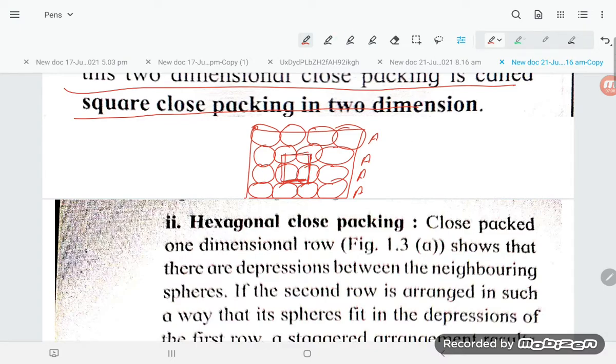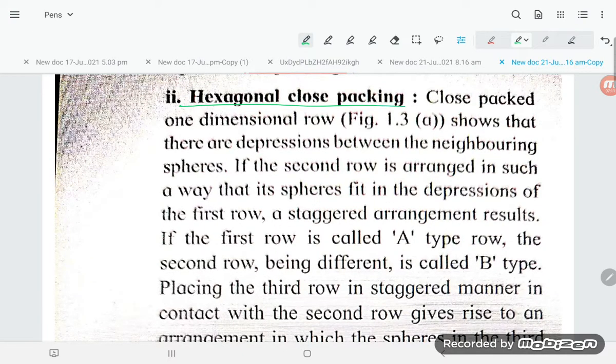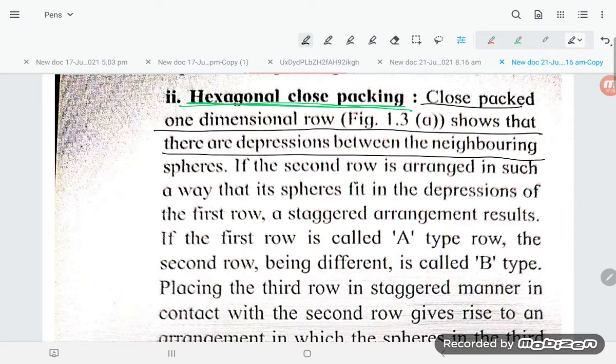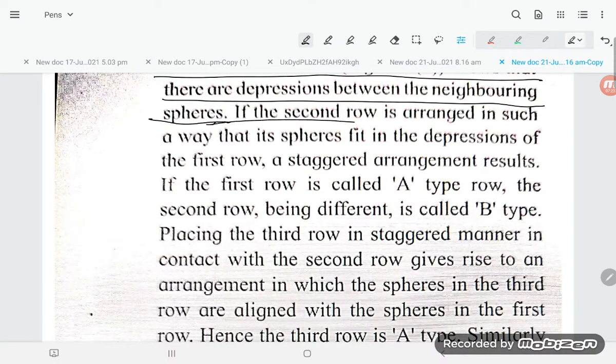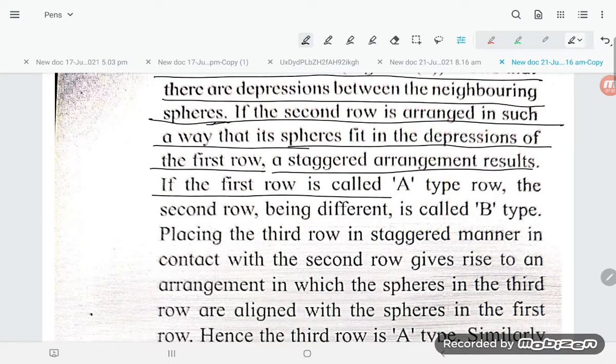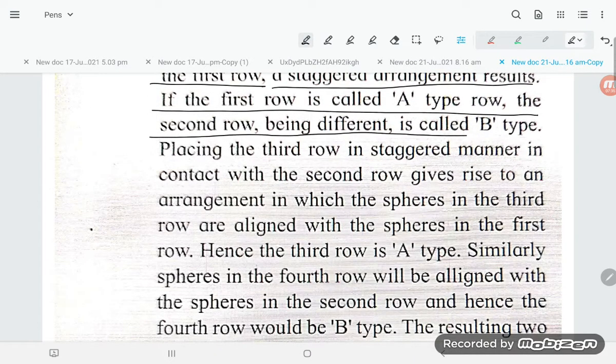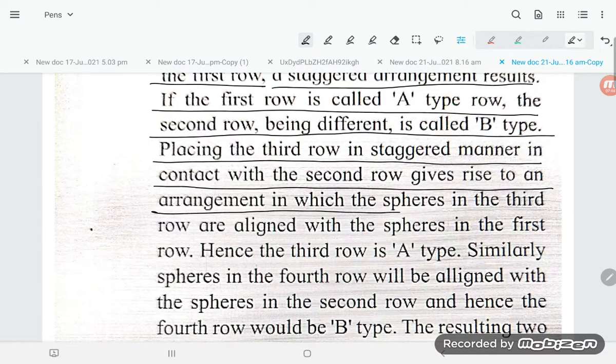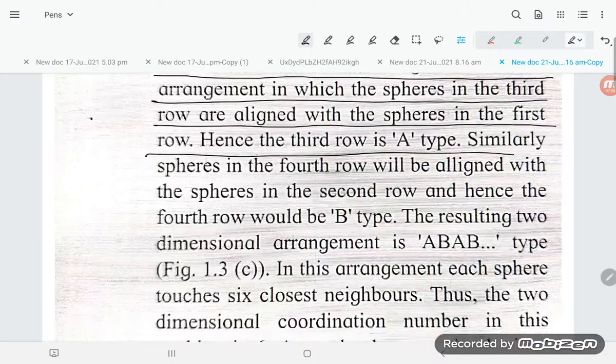Now let's have a look at the next one, hexagonal close packing. In a close packed one-dimensional row, there are depressions between the neighboring spheres. If the second row is arranged in such a way that its spheres fit in the depressions of the first row, a staggered arrangement results. If the first row is called A type, the second row, being different, is called B type. Placing the third row in a staggered manner in contact with the second row gives an arrangement where the spheres in the third row are aligned with the spheres in the first row. Hence the third row is A type.